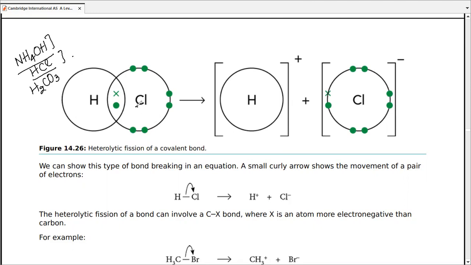Now we do understand that chlorine's electronegativity is much more than hydrogen. Of course, chlorine gets to keep both electrons, and this one is Cl negative. This is heterolytic fission. This one is positive. The one that loses the electron becomes a positive ion. The one that gains the electron becomes a negative ion.